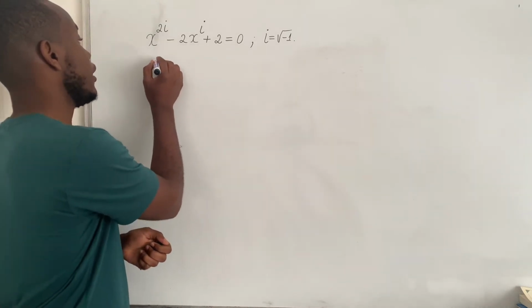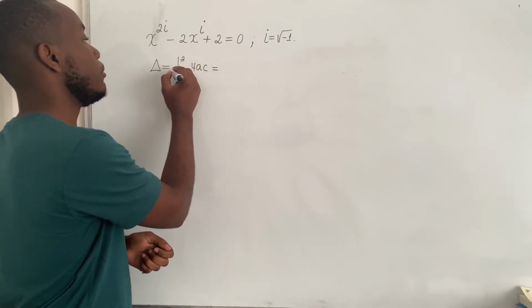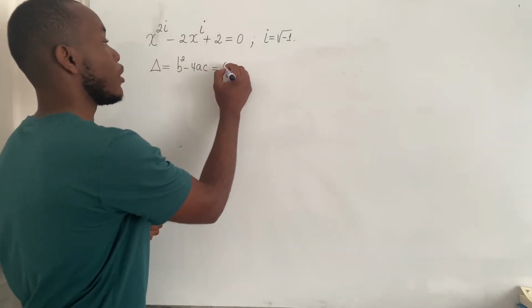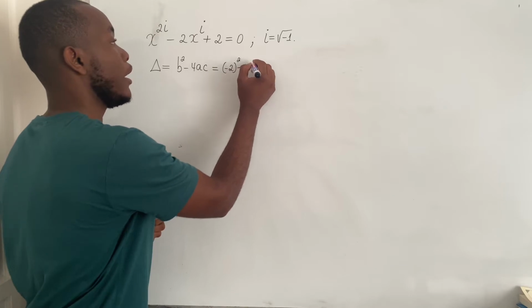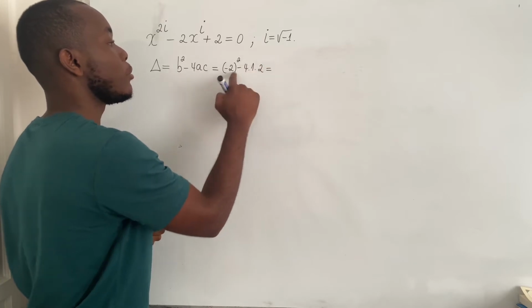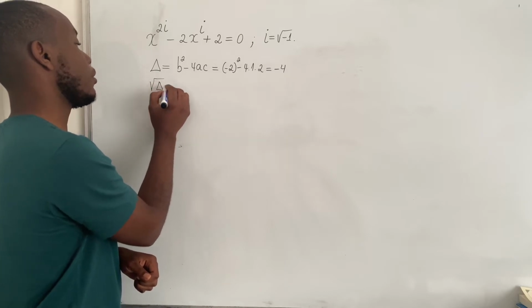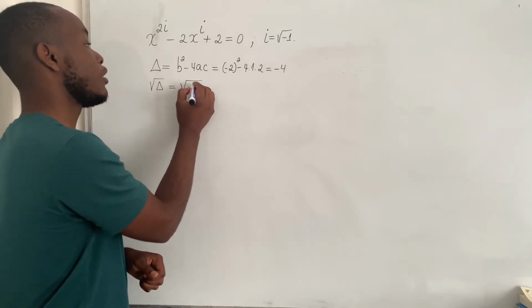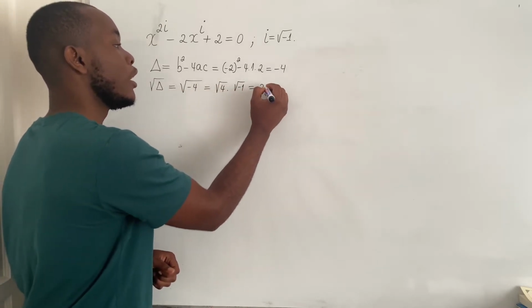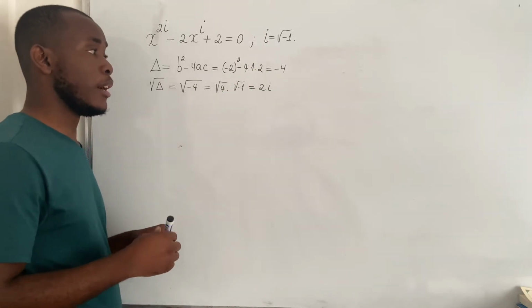Let's start by finding the value of the discriminant, which is defined by b squared minus 4ac, where b is the coefficient of the x term, in this case x^i. So we're going to have minus 2 squared minus 4, where a is the coefficient of the quadratic term and c is the constant. This is going to be 4 minus 8, which is negative 4. The square root of the discriminant will be the square root of negative 4, which equals the square root of 4 times the square root of negative 1. The square root of 4 is 2, and the square root of negative 1 is our imaginary unit, which is i.